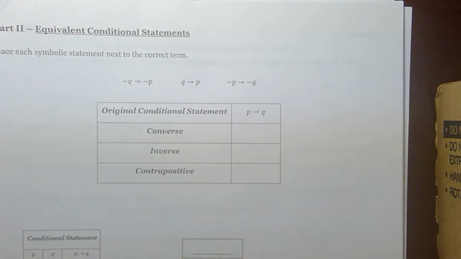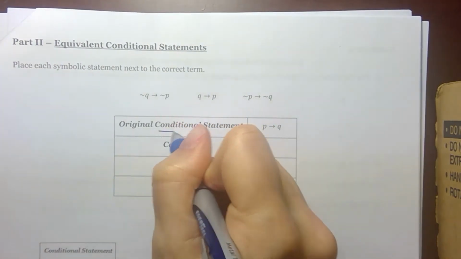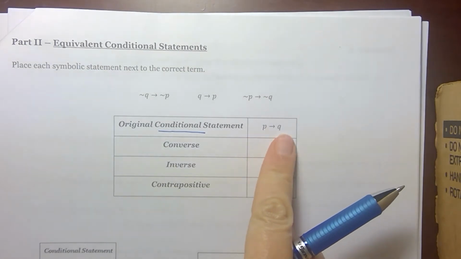Okay, equivalent conditional statements. We worked on this too. This is kind of a review about equivalent conditional statements. It says to place each symbolic statement next to the correct term. We have the original conditional statement, which is just if P then Q.